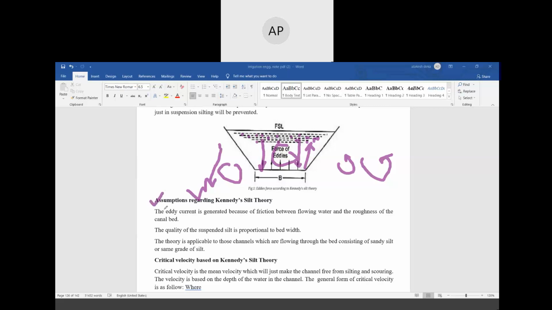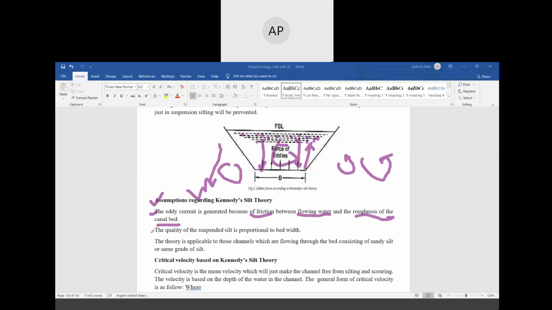What are the assumptions? Number one, the eddy current is generated. How is it generated? He also gave some explanation regarding this. This eddy current is generated because of the friction between the flowing water and the roughness of the canal bed.